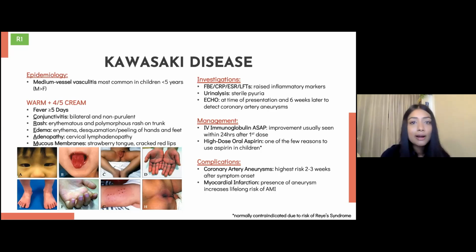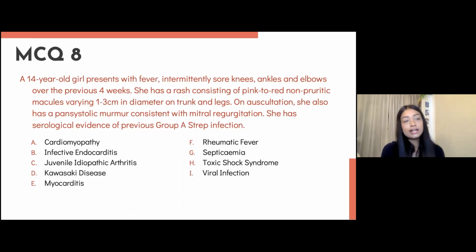I've just got a question about what H is in this list of different photos of Kawasaki's disease. So that's just thinking about the polymorphous rash that can occur, as well as you can see there's some desquamation and peeling of the perianal region. So that's something that could be seen as well. Okay, so we'll move on to the next question now.